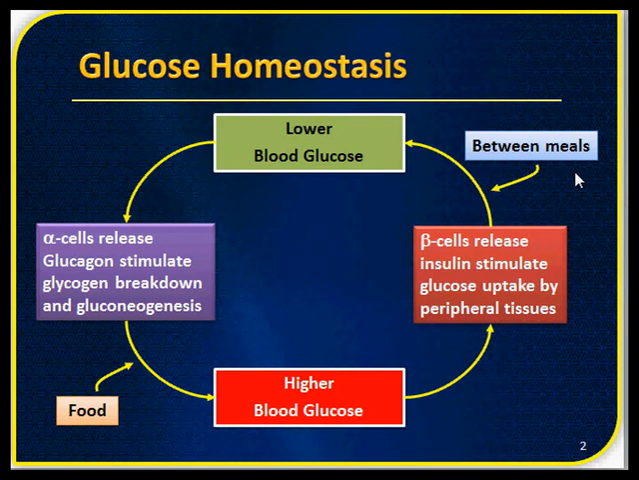Whenever there is low blood glucose, glucagon comes into the picture. Whenever there is higher blood glucose, insulin comes into the picture. Glucagon puts more glucose into the system. Insulin removes the glucose from the system into the tissues. So this is glucose homeostasis.